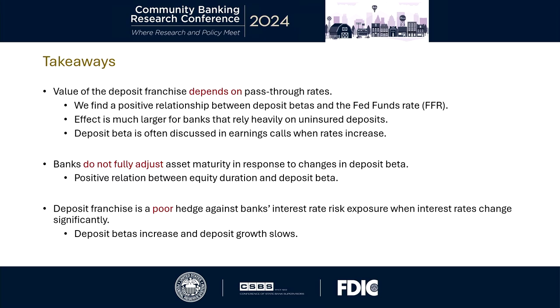So overall, we have two main takeaways from this research. One, we document that deposit betas have a time varying feature, which would inherently affect the ability of the deposit franchise to be a natural hedge to the interest rate risk.